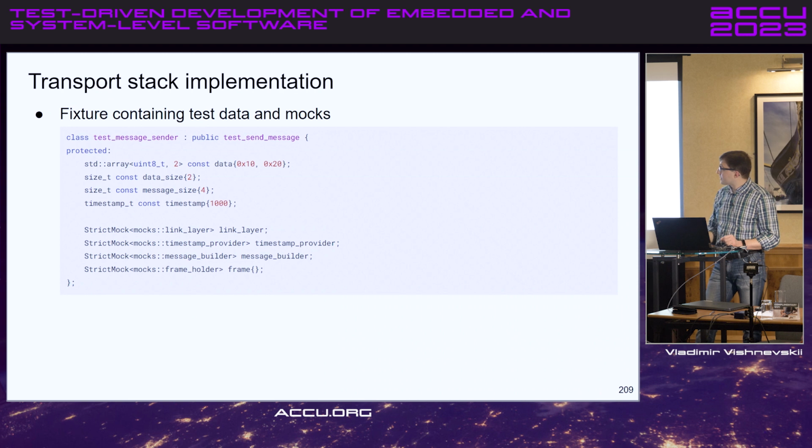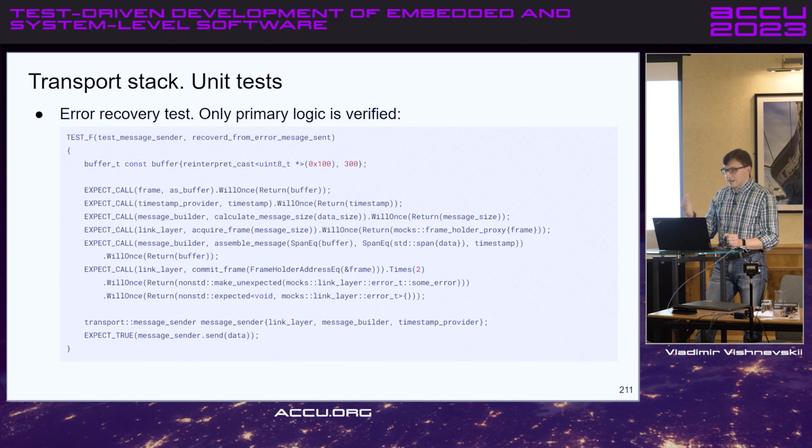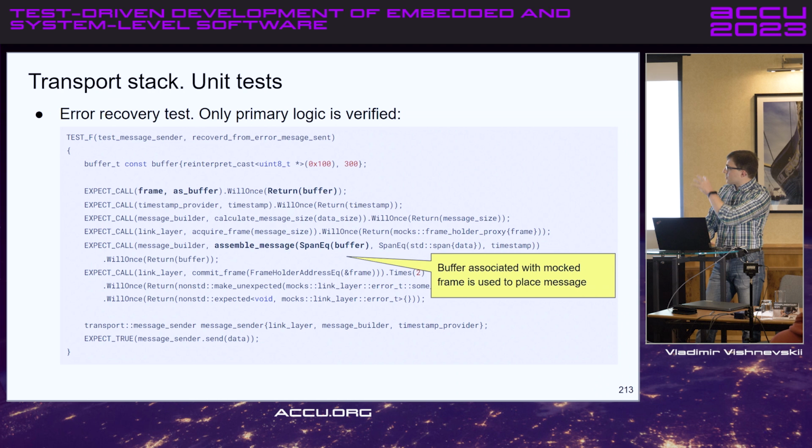We have our test data, we have our mocks for all the components, and by injecting those dependencies, we can execute the code, checking just that the orchestration logic is correct. We check that the message size calculated by the calculate message function is correctly forwarded to a query frame, for example. So we make sure that the data is correctly dispatched between the function calls.